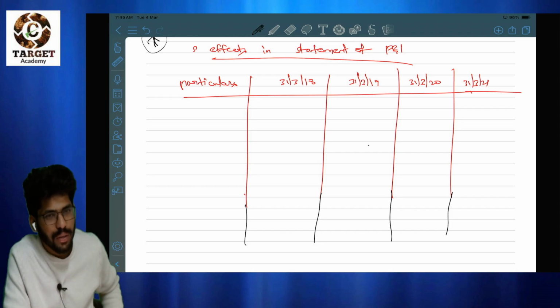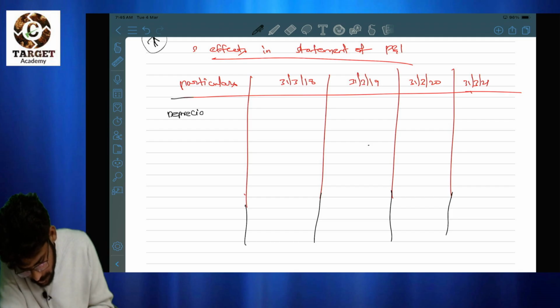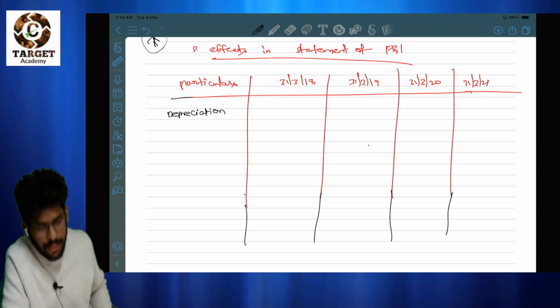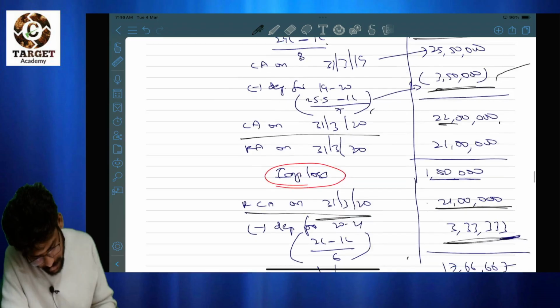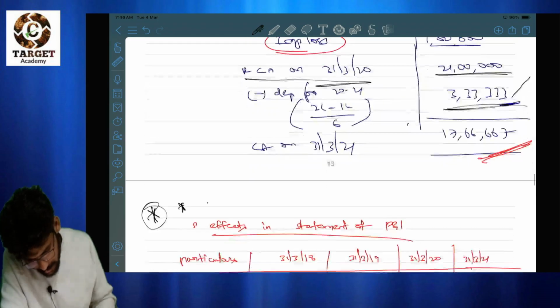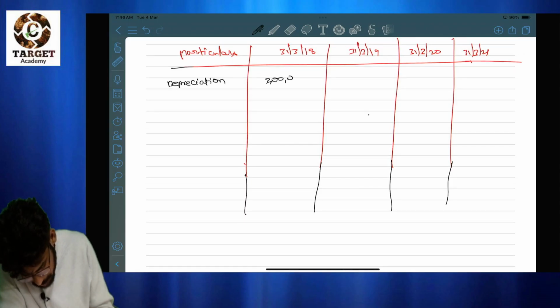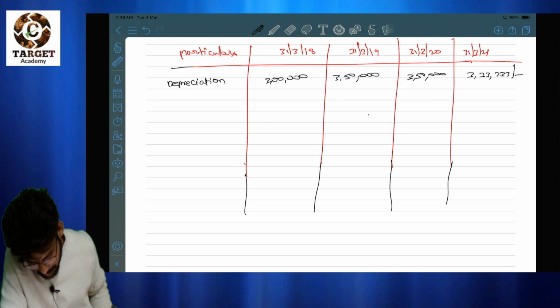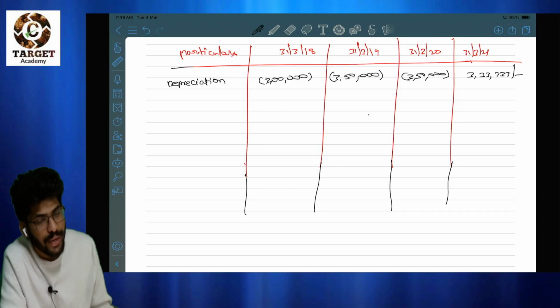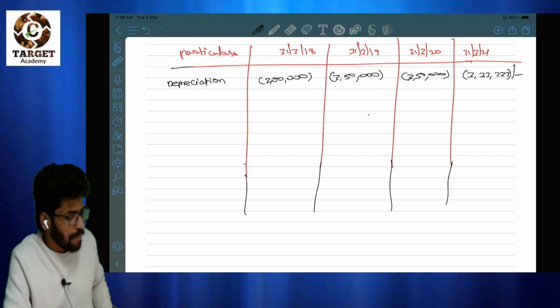Just we need to show the effect. What are the items affected in P&L? So mainly coming to the first point, depreciation, right? Correct or no? Yes, depreciation. What is the first year depreciation, sir? 3 lakhs. Second year, 3 lakh 50,000. Third year, 3 lakh 50,000. And next year, how much depreciation here? 3 lakh 33,333. Correct. So please note down. Depreciation is an expense, right? Because of the expense, profit should get decreased. So please keep it in brackets. Assume that it is minus.